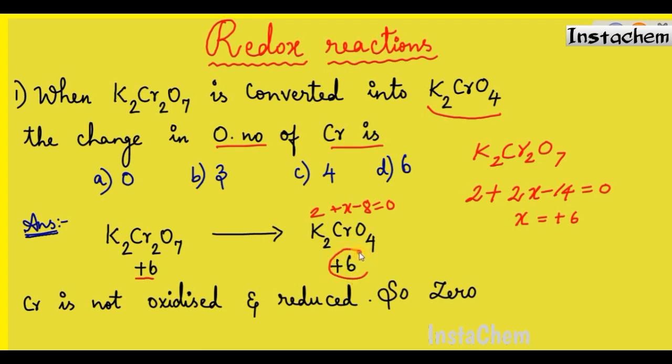So what we understand, there is no oxidation, no reduction. Cr is not oxidized, at the same time it is not reduced. So what is the right answer here? It is 0. That is the right answer. Now let's move to the next.